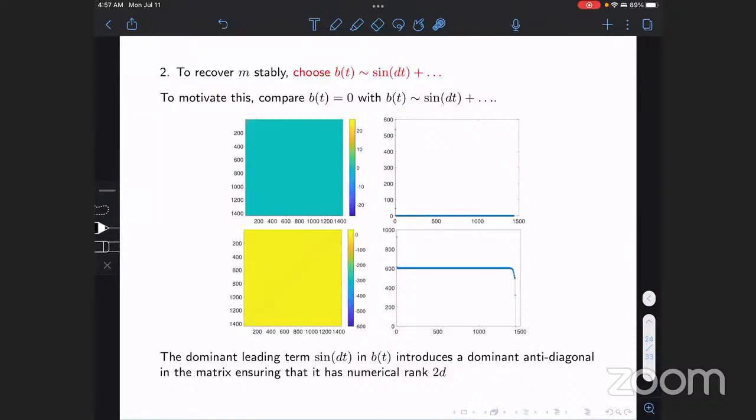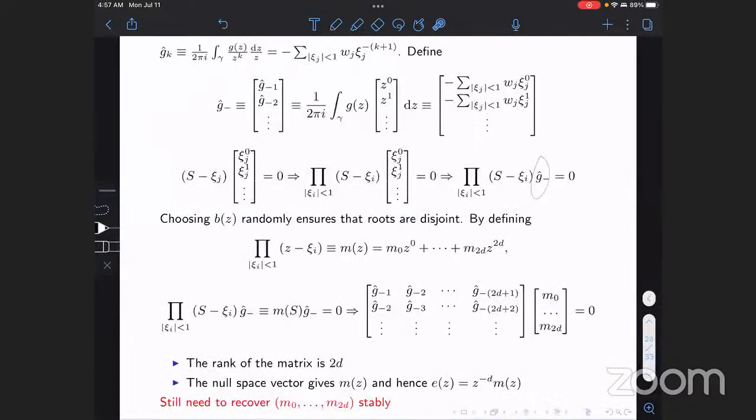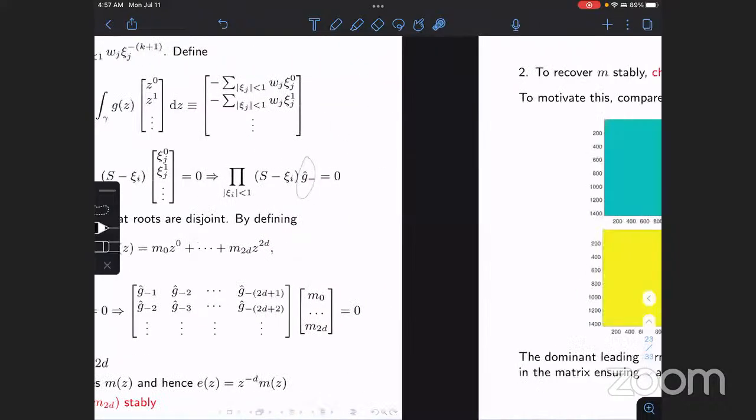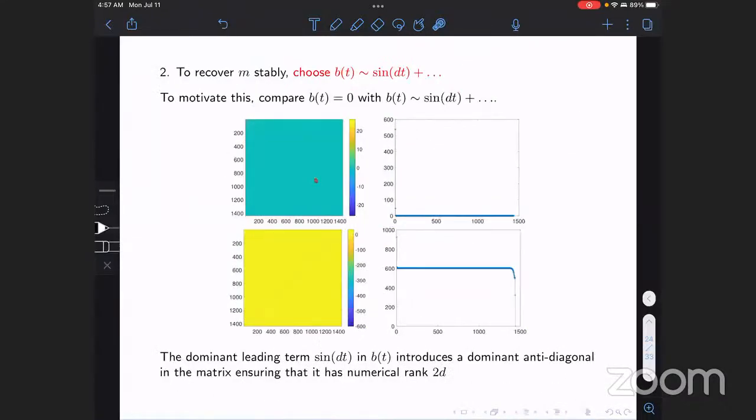In the case of BT equal to 0, I'm plotting this picture to tell you what this matrix looks like numerically. When BT is equal to 0, all the values of this matrix stay around 0. So in fact, if you perform the singular value decomposition, you see that even though this matrix has rank 2D, numerically the singular value drops dramatically. So you have a numerical null space that is actually huge. But on the other hand, if I choose this BT equal to sine dt, what happens is that it has a huge anti-diagonal along the matrix, and the null space is exactly equal to, dimensionally equal to 1.